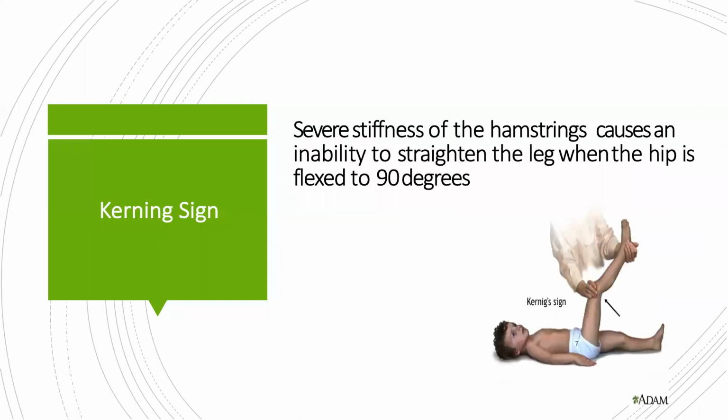So this is the Kernig sign. That's severe stiffness of the hamstrings, and that can cause an inability to straighten the leg when the hip is flexed to 90 degrees.